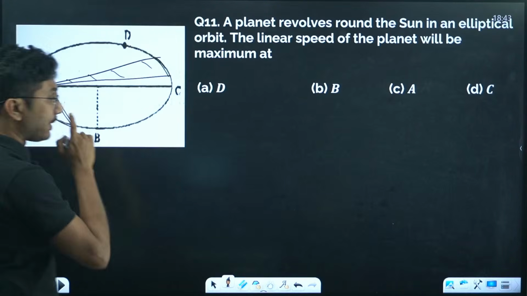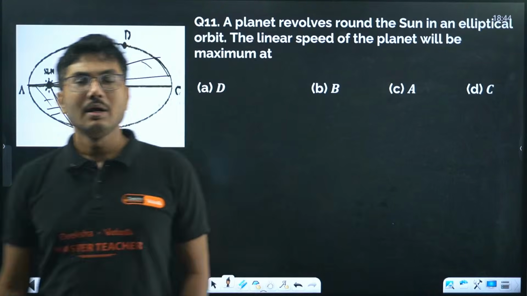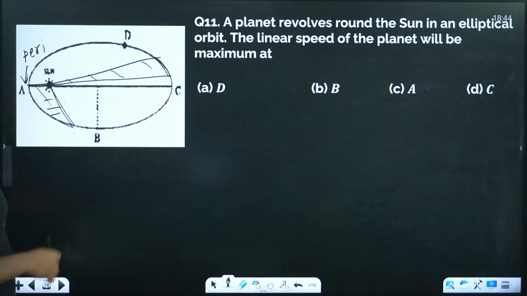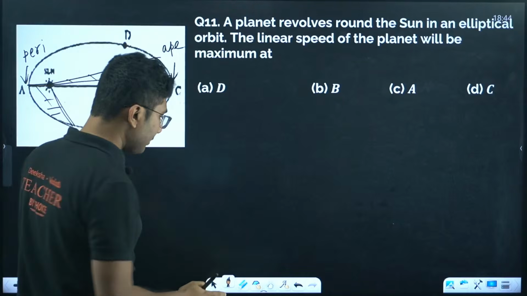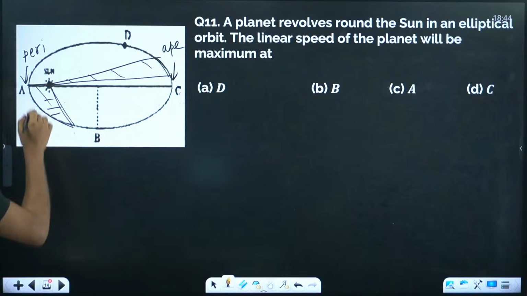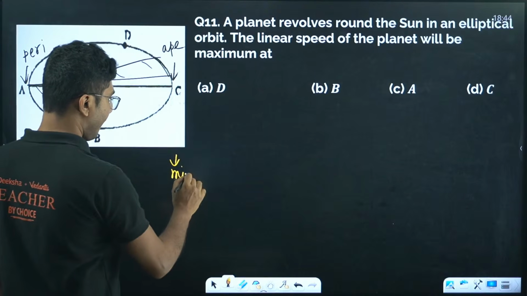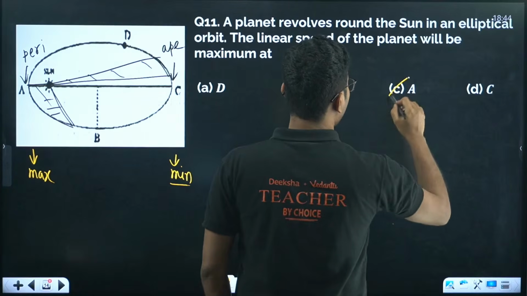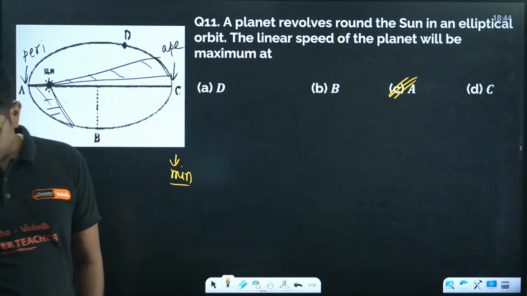This is called perihelion, and the farthest point is called aphelion. Perihelion is the point when the planet is closest to the sun. Remember, it is not peri pizza, it's perihelion. This is aphelion. When the object is near its perihelion, the speed is maximum. The speed is maximum here and minimum here. Anywhere in between, the speed is between these two values. So the correct answer is point A but option C. Yes.